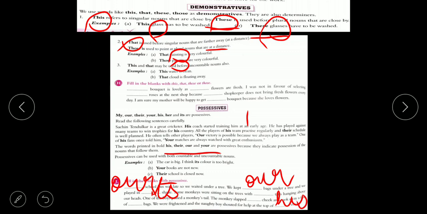First blank: our school bus was late, so we waited under a tree. We kept our bags under a tree and we played in its shade. Some monkeys were sitting on the tree with their tails hanging above our heads. One of the boys pulled a monkey's tail. The monkey slapped his cheek and took away a few of our bags. We were frightened and the naughty boy shouted for help at the top of his voice.